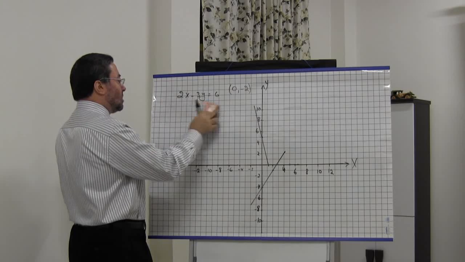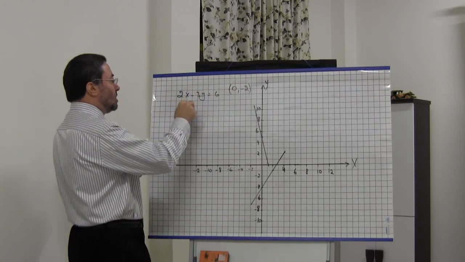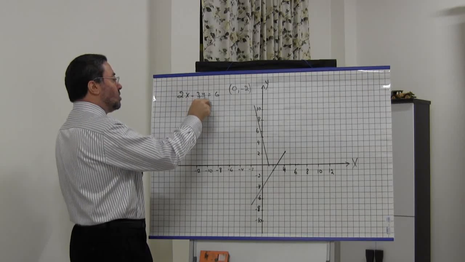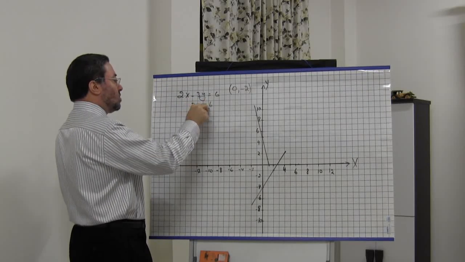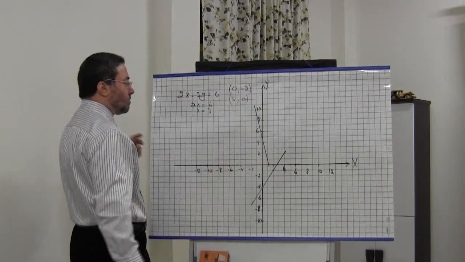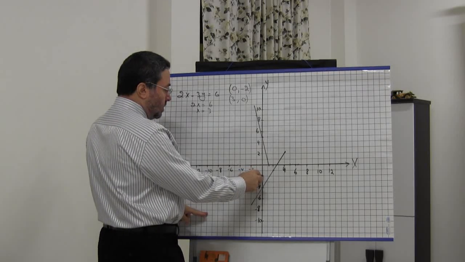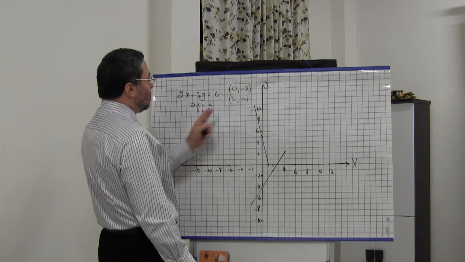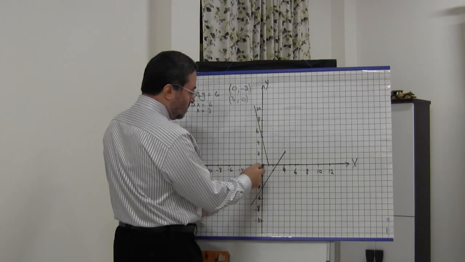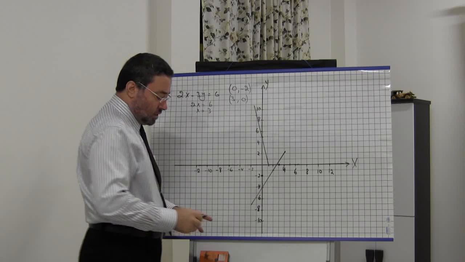To get the x-intercept, y should be 0. So this term is going to be 0, and 2x equals 6, and x equals 3. So our second point is 3, 0. So 0, minus 2 is our first point, and the second point is 3 and 0. 1, 2, 3, and 0. Now we connect these 2 points.